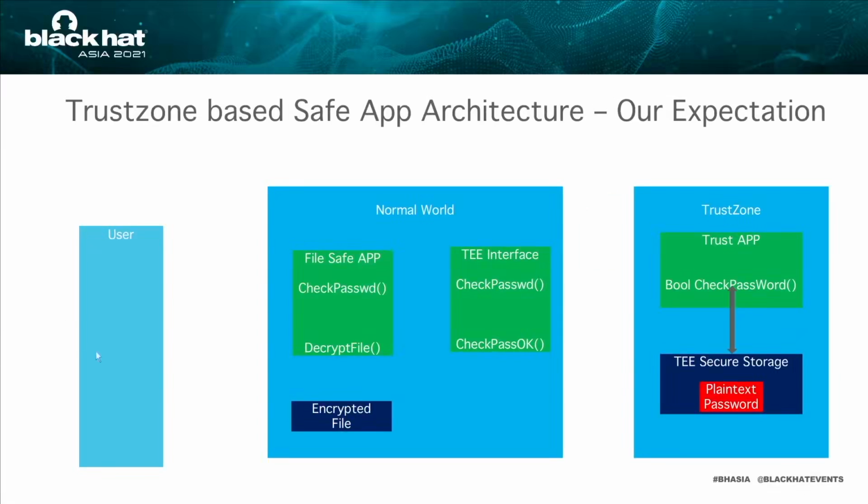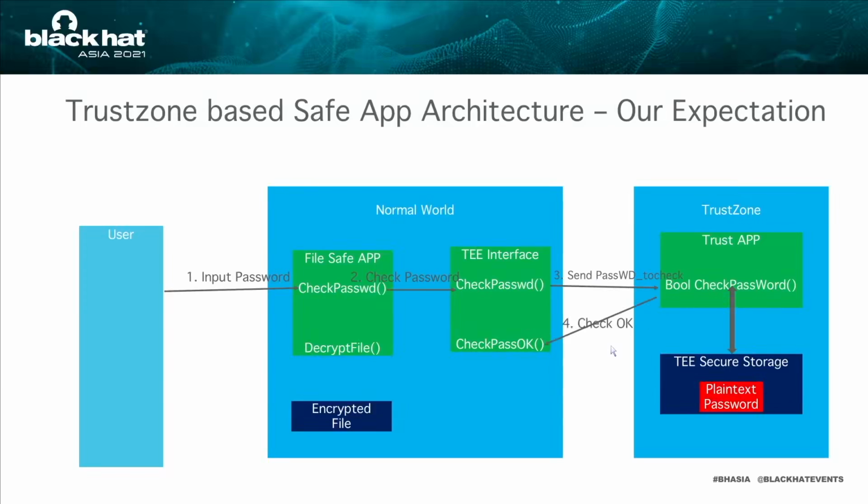Our expectation is this. Step 1. Input a password. Step 2. The failsafe app sends the password to the TEE interface to check. Step 3. The TEE interface sends the password to check to the trust zone.